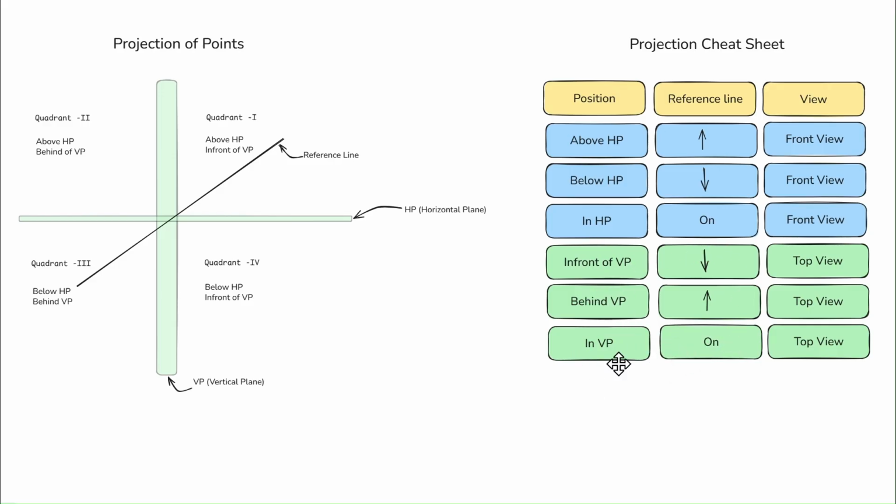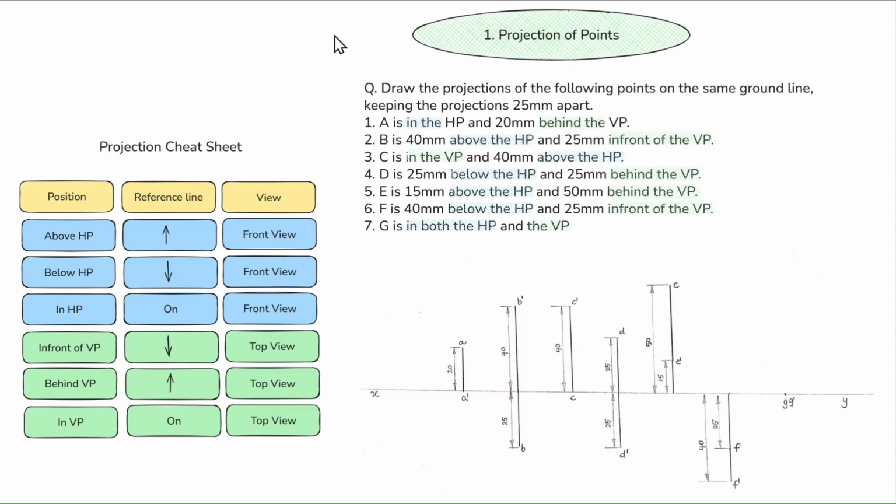Remember this. In front of VP, down arrow. Above HP, up arrow. Behind VP, up arrow. Below HP, down arrow. In HP, in VP, on that reference line. We will be solving a lot of questions, and you will get more comfortable with this cheat sheet.